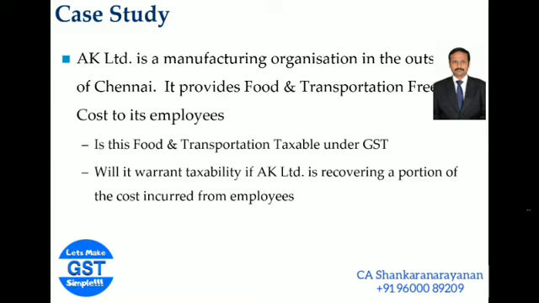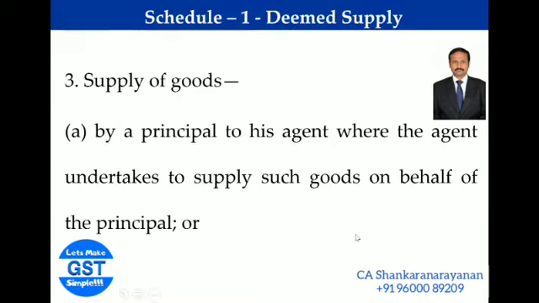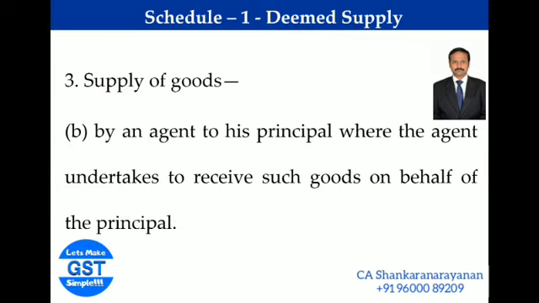We'll move to the next aspect, which is the third para of Schedule 1. Supply of goods by a principal to his agent, where the agent undertakes to supply such goods on behalf of the principal. Any movement of goods between the principal and the agent, what will happen? The goods will move from the principal to the agent. Same way, it will move from the agent to the principal. They will do invoicing between themselves? No, the agent will get only a commission. There is no invoicing. But GST says, even if there is no consideration, I am selling all my television sets to my agents.